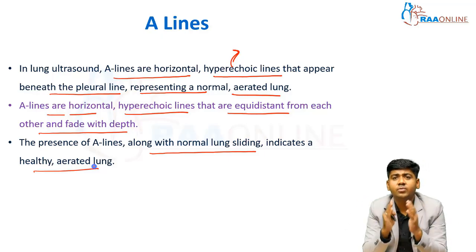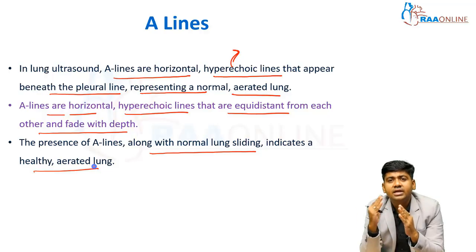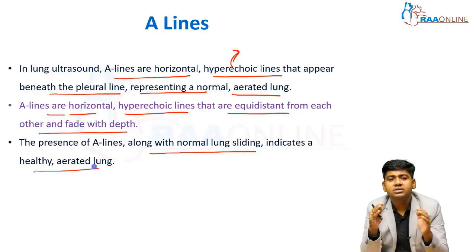So what does A line represent? What is the significance of A line? Now A lines are normal lines. They are found in the normal lungs. It indicates that the lung is very much healthy. The lung is properly aerated with so much of air, and we can see a proper lung sliding. So this is the significance of A line. So whenever we come across A line, we assume that the lung is normal.